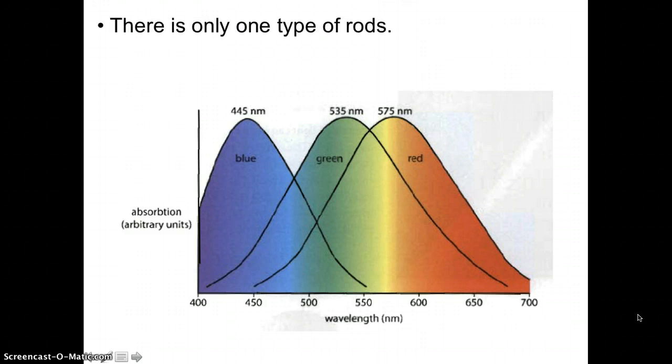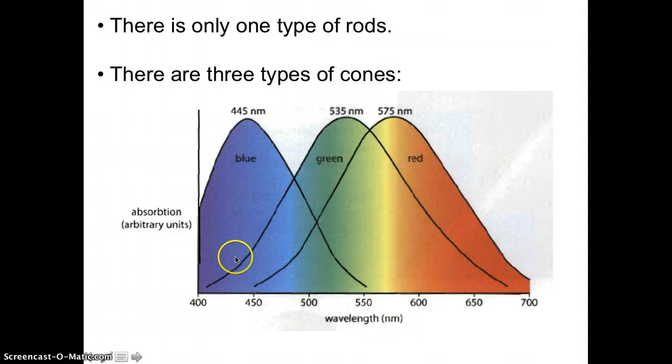So we said that rods have just one type, but there are three types of cones. The types of cones are broken by color. They're classified according to color. There are blue cones, green cones, and red cones. And the blue cones respond to these wavelengths. The green cones respond from, wow, look at that. Green responds to blue light. So there's overlap. And it even responds to a lot of red light too. The red cones respond to these wavelengths.